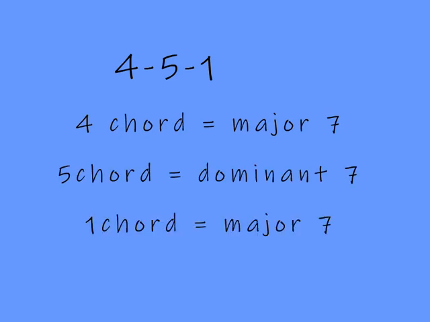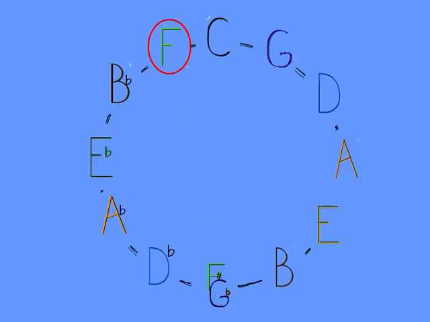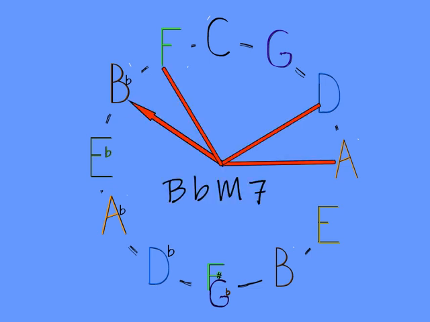Let's see what that looks like. Again, if our tonic is F, we're in the key of F. The 5 note is C, and the 4 note is B flat. Our progression starts with the 4 chord, B flat major 7. The 1 and 5 notes are together, B flat and F. The 3 and 7 notes are also together, D and A.